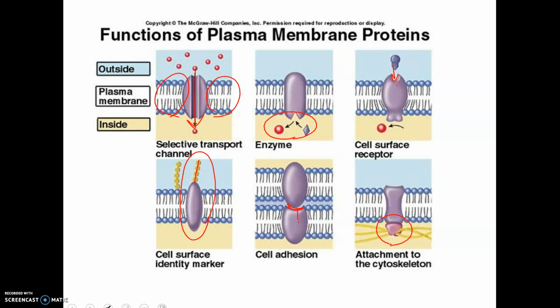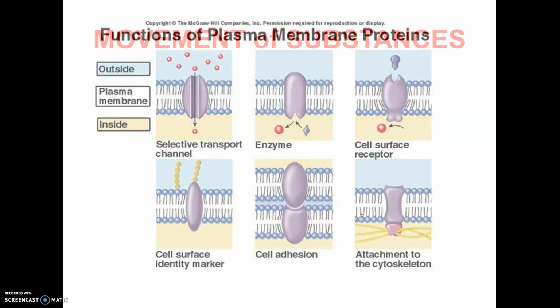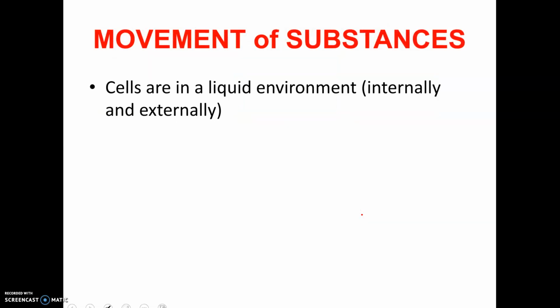So the proteins have all kinds of jobs, and you can see that they look kind of like tiles in that sea of phospholipids, and that's, again, why it's called the fluid mosaic model. Now, cells are in a liquidy environment, both internally and externally, and so substances need to get in and out.